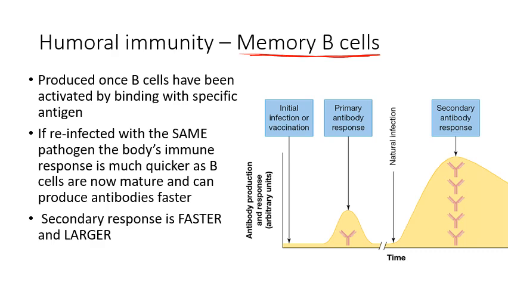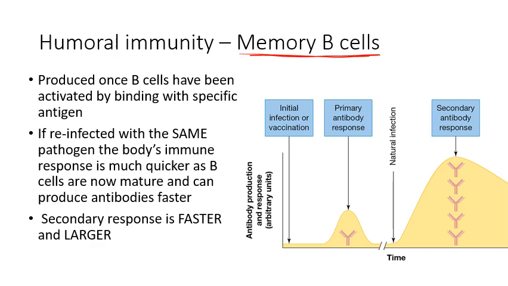Those memory cells are there so that if this same pathogen ever enters again, we will have a quicker and stronger response because there are more B cells or T cells with those corresponding receptors ready to interact with the non-self antigen of the pathogen.